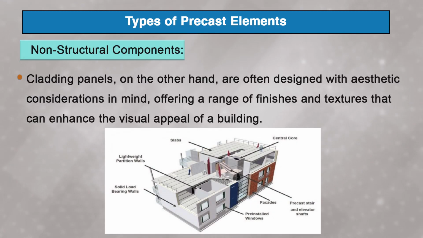Cladding panels, on the other hand, are often designed with aesthetic considerations in mind, offering a range of finishes and textures that can enhance the visual appeal of a building. If we could take a real world application, we can consider the facade of a modern high rise office building. The sleek and uniform exterior might be composed entirely of precast cladding panels, each one designed to fit perfectly with the next.